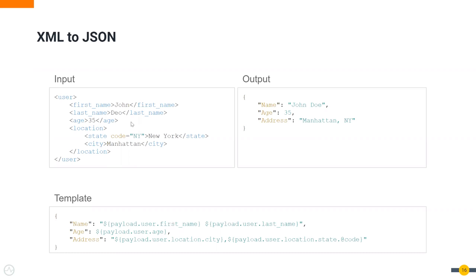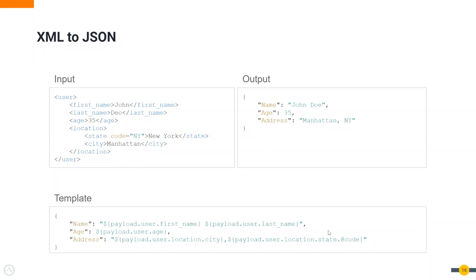Everything is the same. But there's something different, because if I go quickly through the input and output, I have the first name, John, last name, Doe, age, location, and all. And here I have name, combining the first name and last name. And age is coming directly from this. The address, Manhattan, is coming from the city tag. And the NY is coming from the attribute of the state tag.